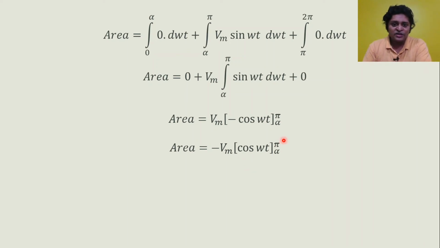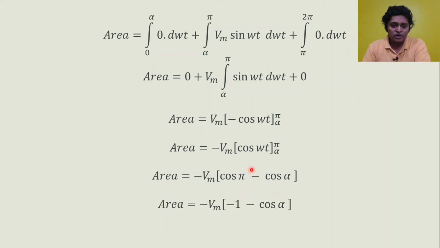Now let's apply the limit. Let's put the upper limit and lower limit, so that gives me upper limit minus lower limit. So area is equal to minus of Vm cos of upper limit minus cos of lower limit. Now the value of cos pi is minus 1, so we substitute the value of cos pi as minus 1. Cos alpha remains as it is.